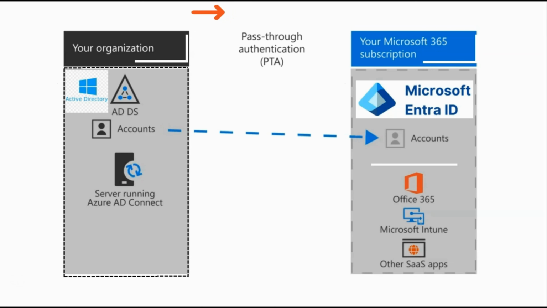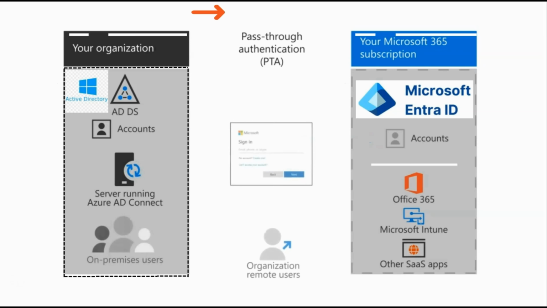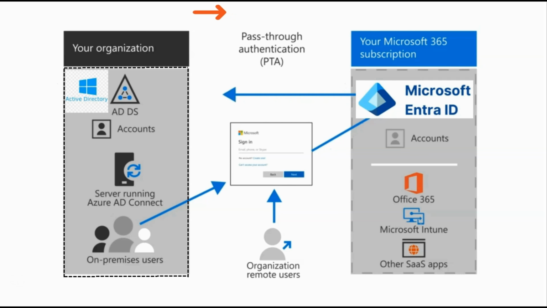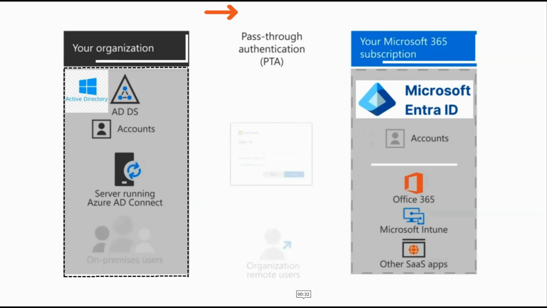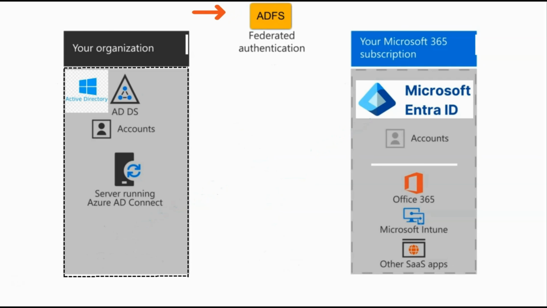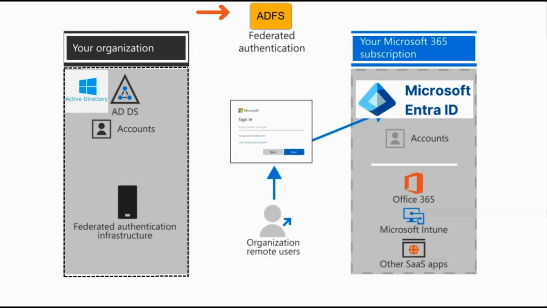In this method, tools such as Entra Connect or Cloud Sync synchronize the accounts but without hashed passwords. For PTA, Entra ID, with the help of an agent running on-premises, passes authentication credentials to ADDS, which performs the validation. With federated authentication, the accounts in Entra ID do not have hashed passwords. Rather, Entra ID redirects users to ADFS, a federated authentication infrastructure that uses ADDS to perform the authentication.